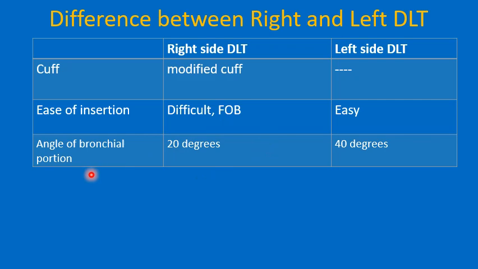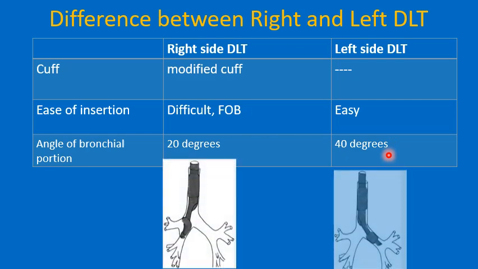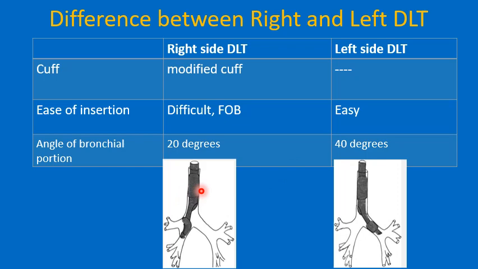And one more thing, the angle of the bronchial portion is 20 degrees in the right-sided DLT and 40 degrees in the left-sided DLT. Here you can see in this diagram, this is the right-sided double lumen tube. Here the modified cuff is there, so that this right upper lobe bronchus can be ventilated. In the left-sided double lumen tube, there is nothing like that. There is no modification of the bronchial cuff.